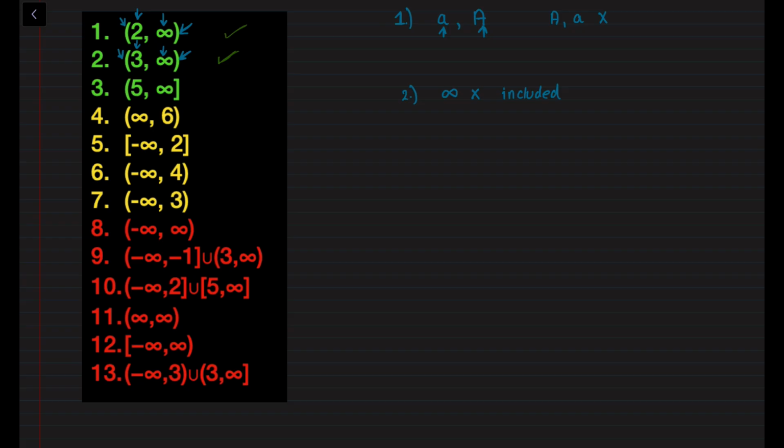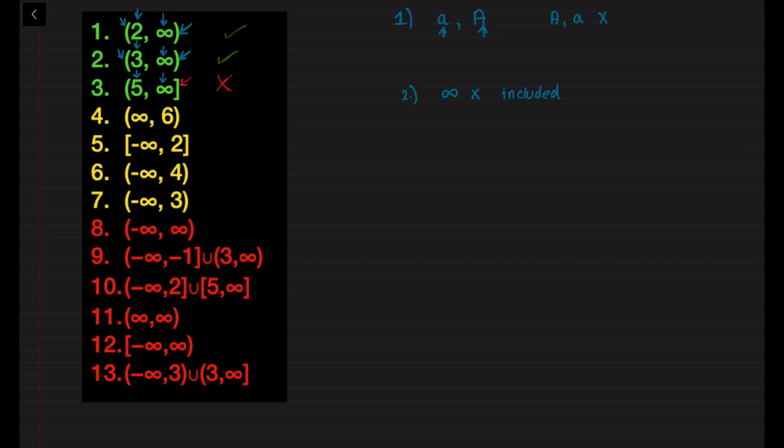Over here we have 5, fine. Over here we have infinity, which is also fine because it's on the right hand side of 5. But over here we have that infinity is included, which is incorrect. We can never have infinity included, so it's incorrect.